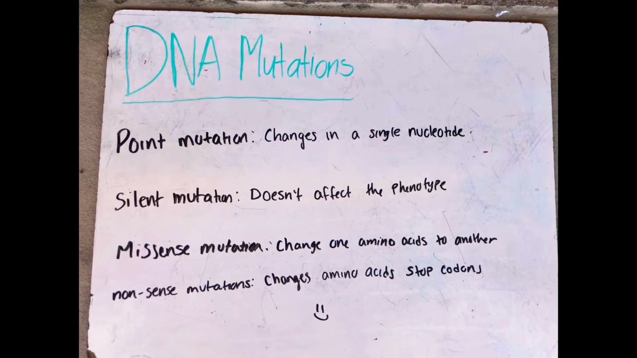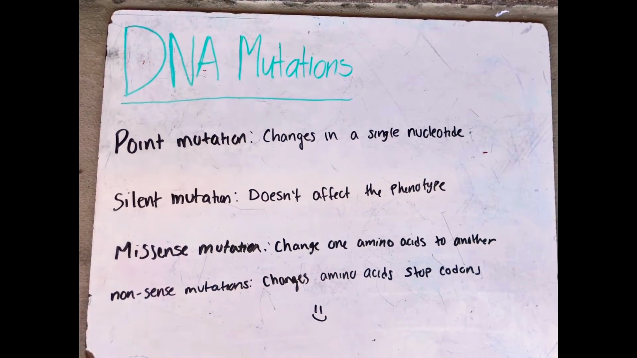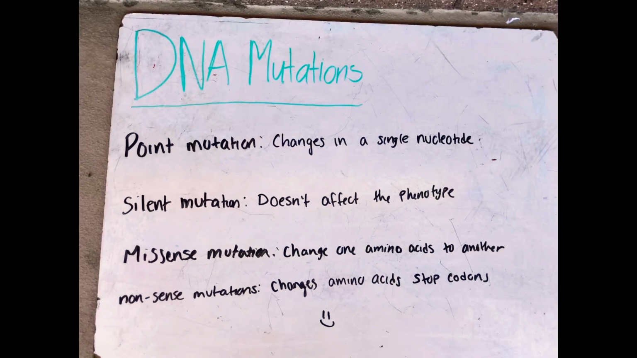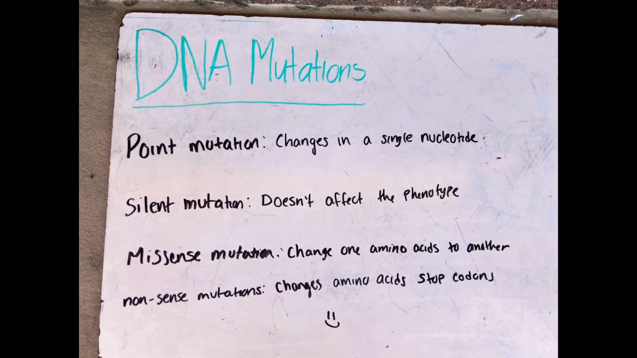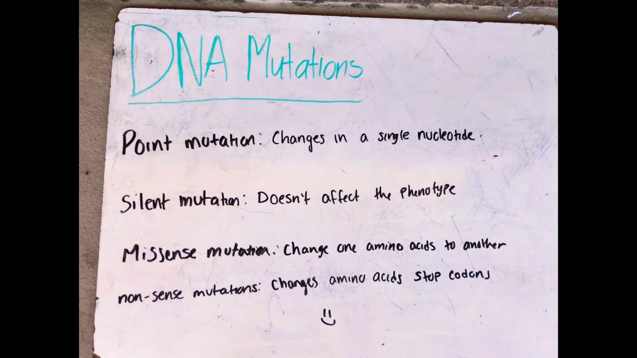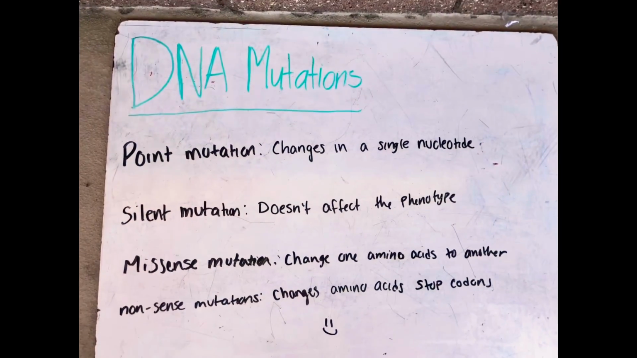Missense mutations change one amino acid into another, but the amino acids are similar enough that there is little effect. In nonsense mutations, the amino acid is changed to a stop codon entirely, stopping synthesis of the protein.